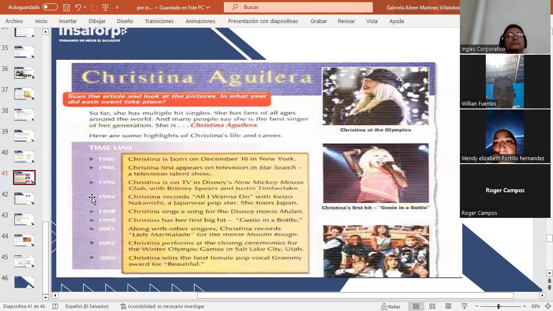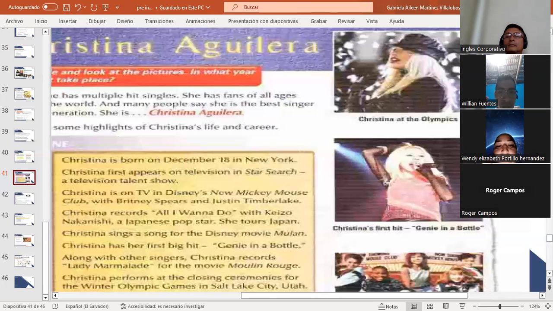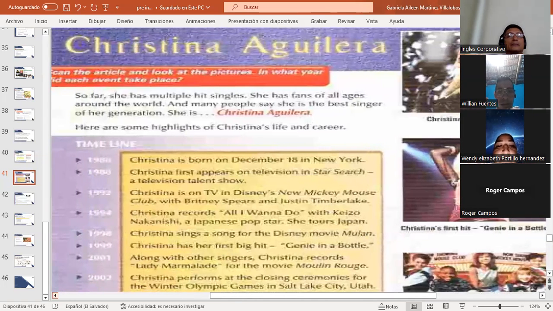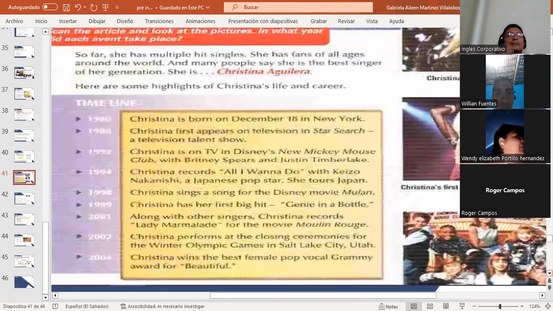Christina is born on December 18 in New York. 1988, Christina first appears on television in Star Search, a television talent show.